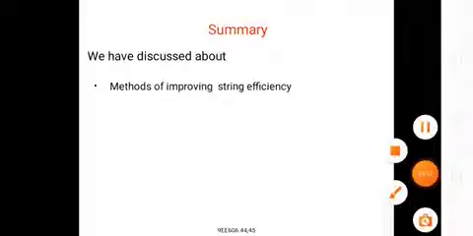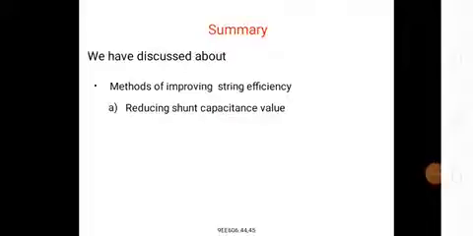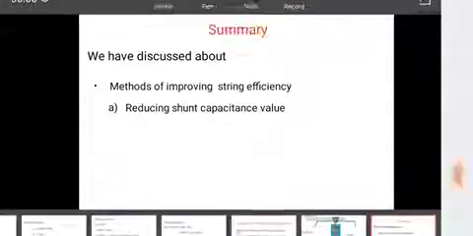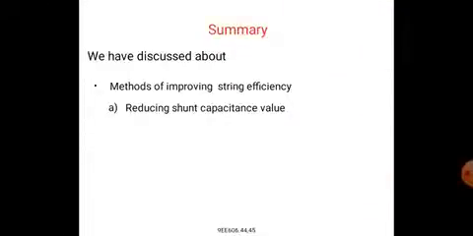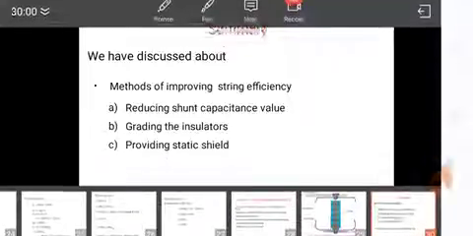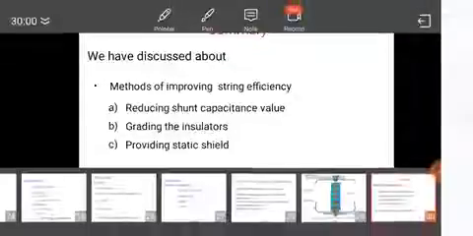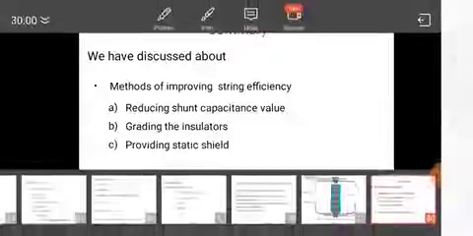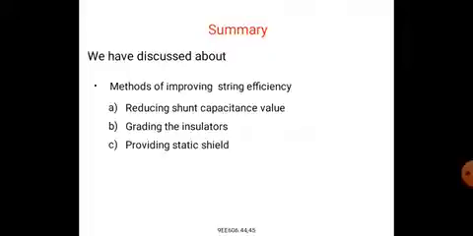Methods of improving the string efficiency include reducing the shunt capacitance value, grading of the insulators, providing the static shield, and providing the arcing horn and grading or shield ring. So these are the problems.